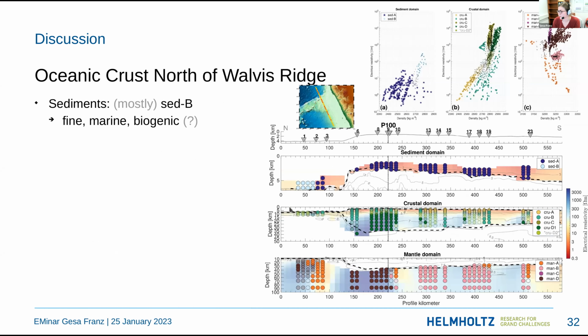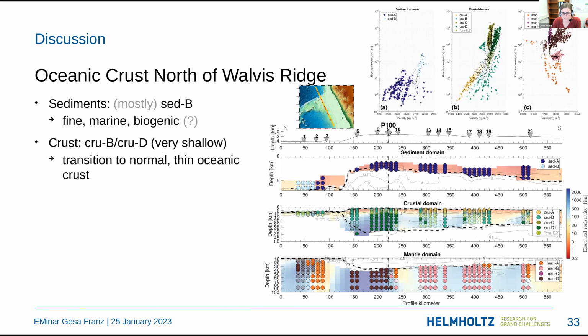So as a last domain, we go north of Walvis Ridge and look at the oceanic crust there. And yeah, our interpretations there are less confined because we don't have as much data, and the model is strongly influenced by this artifact due to the drastic change in crustal thickness and in bathymetry. So we are generally more careful with our interpretations. But the things that I do want to point out, that it seems like mostly the sediments here belong to this more fine marine and biogenic cluster set B.